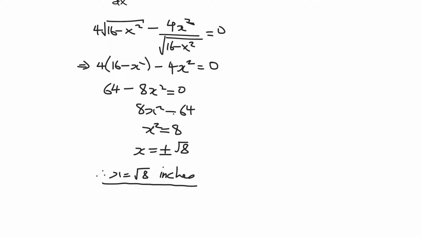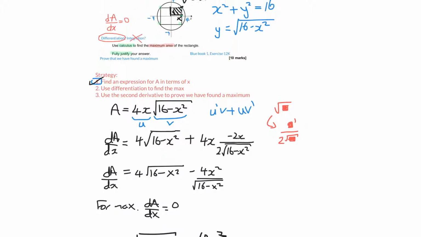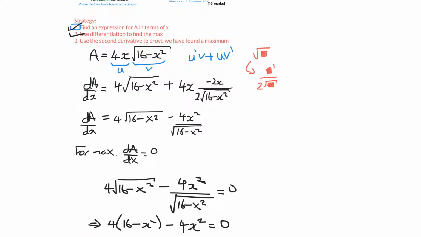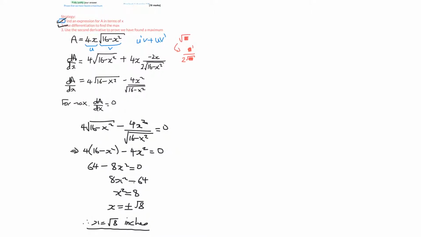Now let's have a quick look back to our goal. We've completed stage 2 in our strategy, so we can give that a tick on the list. Let's reread the question. Find the maximum area of the rectangle. Now I've only got an x value so far, so I need to substitute that x back into the area function to see what area that corresponds to. Let's zoom out slightly. We've got an x value of root 8 to substitute into the area. So let's do that on the side here.